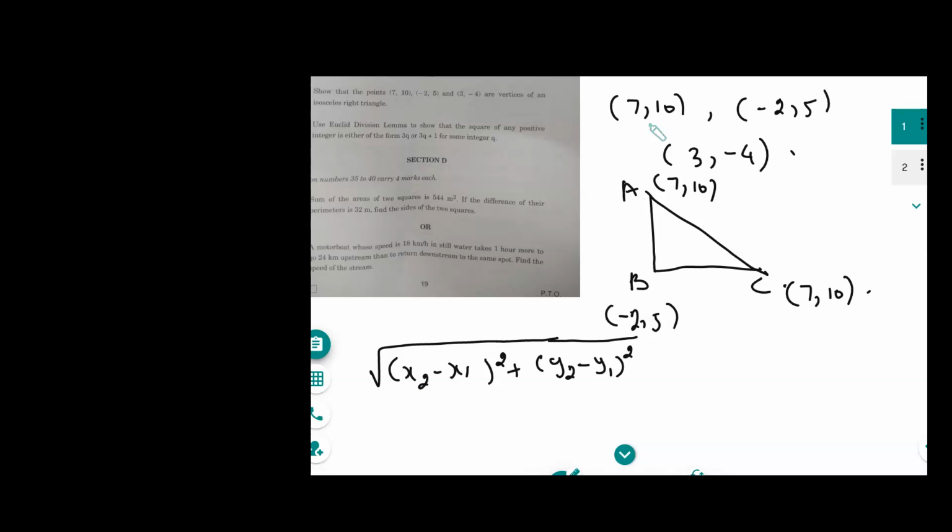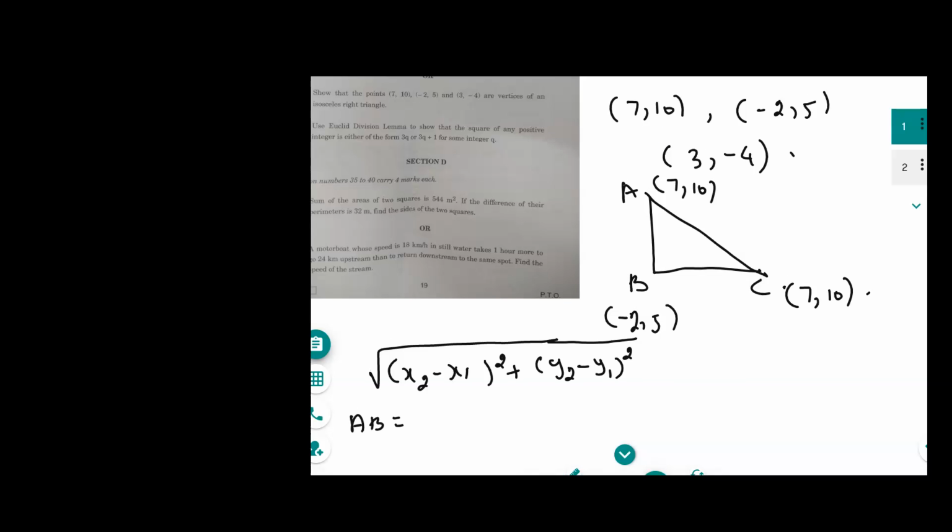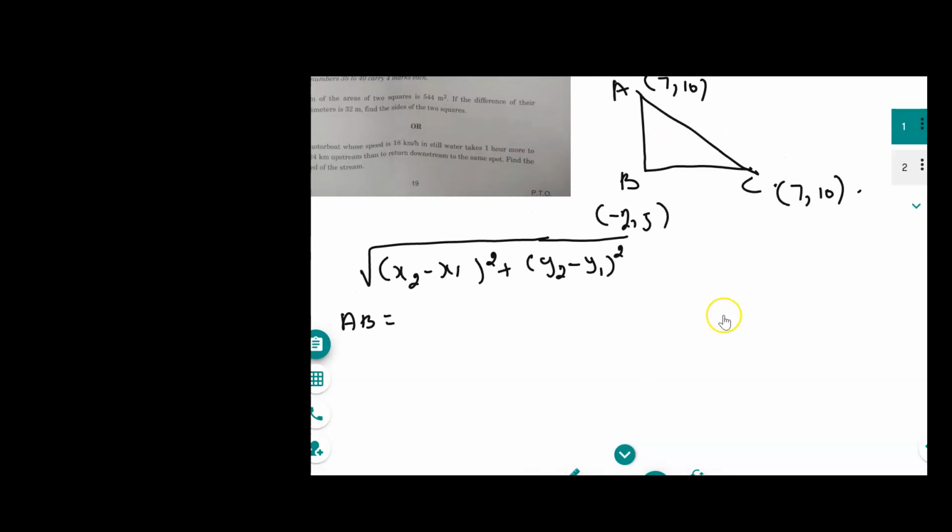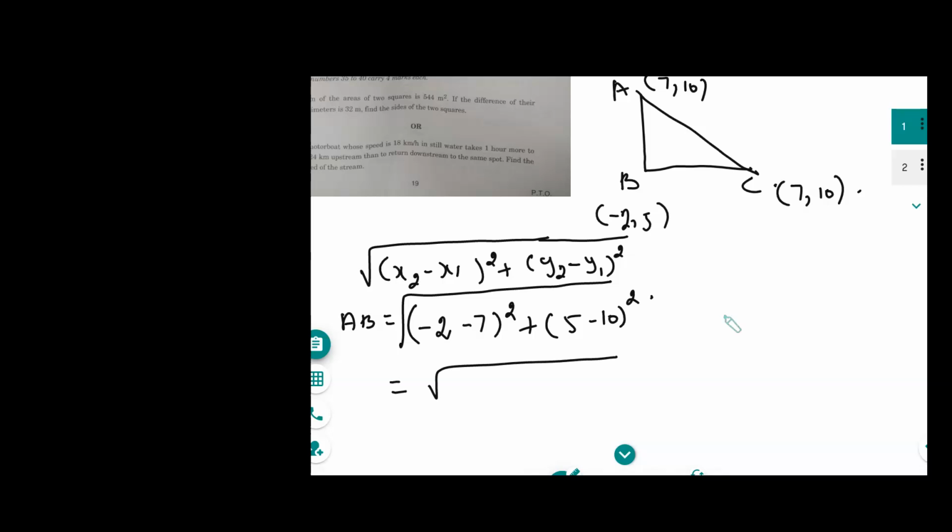Now let us find out AB. The coordinates are (7, 10) and (minus 2, 5). So it is root over (minus 2 minus 7) the whole square plus (5 minus 10) the whole square, which is nothing but root of minus 9 the whole squared is 81 plus minus 5 the whole squared is 25. So 81 plus 25 is root 106.